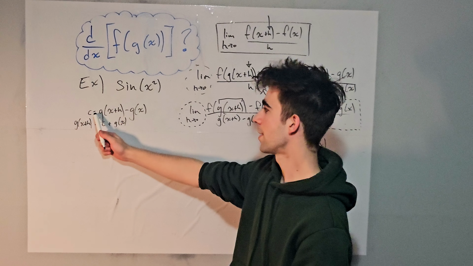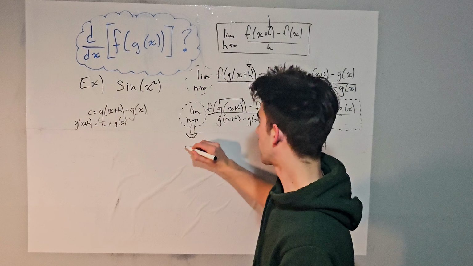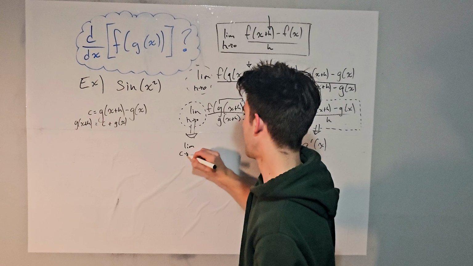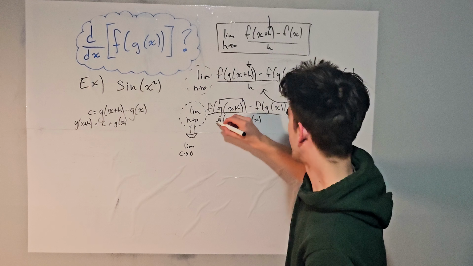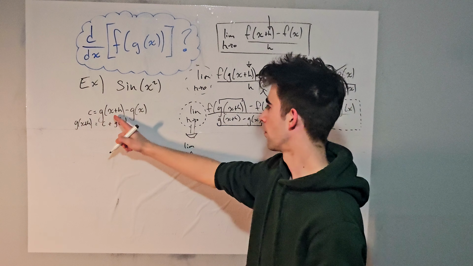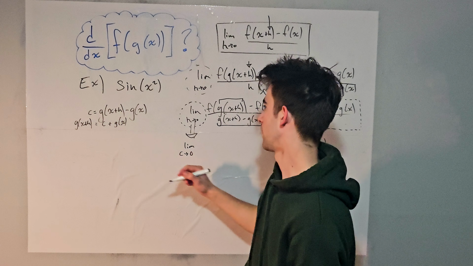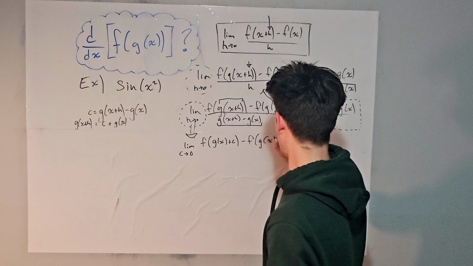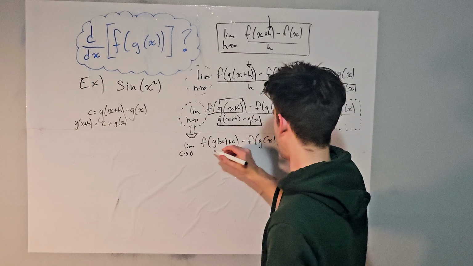All that is to say, we can swap the limit as h approaches 0 with the limit as c approaches 0, because as h approaches 0, c will approach 0 as well. Let's get rid of all of these and write the new ones. So this is f of c plus g of x, and I'm going to write g of x plus c, minus f of g of x, all over c. This is what it looks like now.